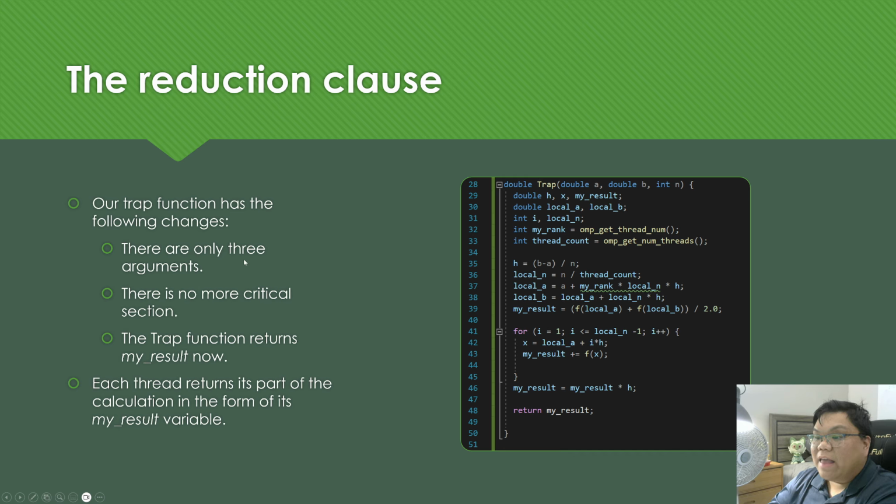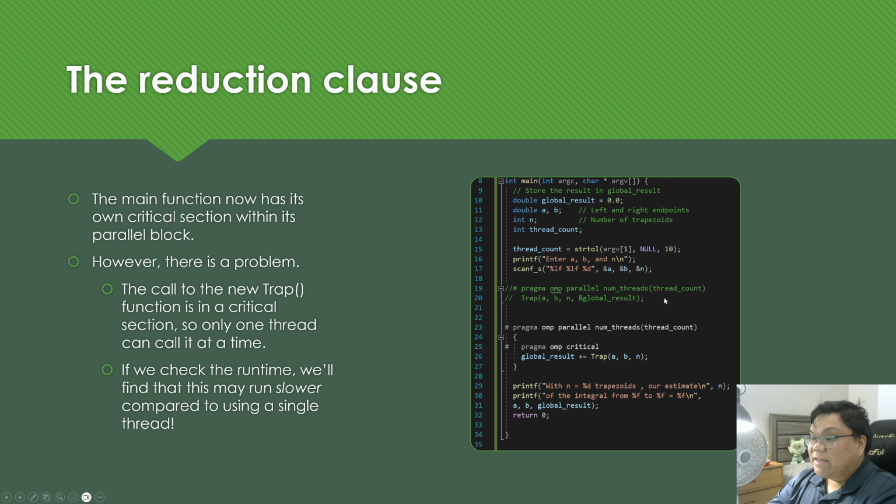Our trap function would then have the following changes. As I said, instead of 4 things where one of them is a pointer, there are now only 3 things that we have to pass in. Here there is no more critical section, and now the trap function returns my_result. Each thread returns its part of the calculation in the form of its my_result variable. So each thread has its own local version of my_result. So my_result is private scope. Well, as is my_rank and thread_count, even though thread_count is going to be the same for every thread.